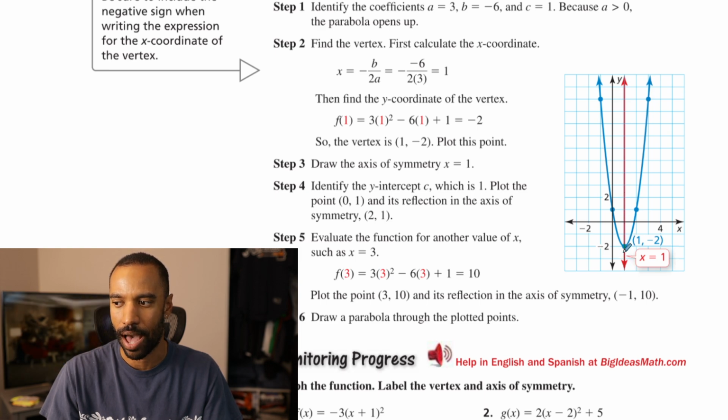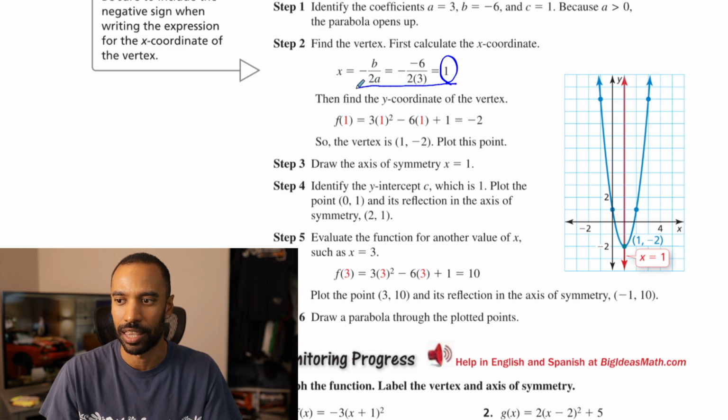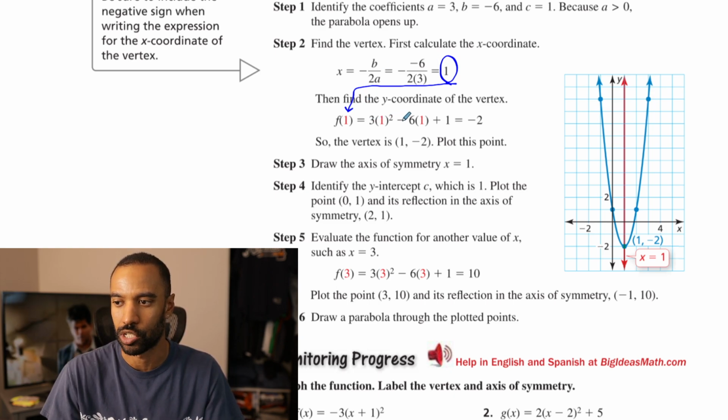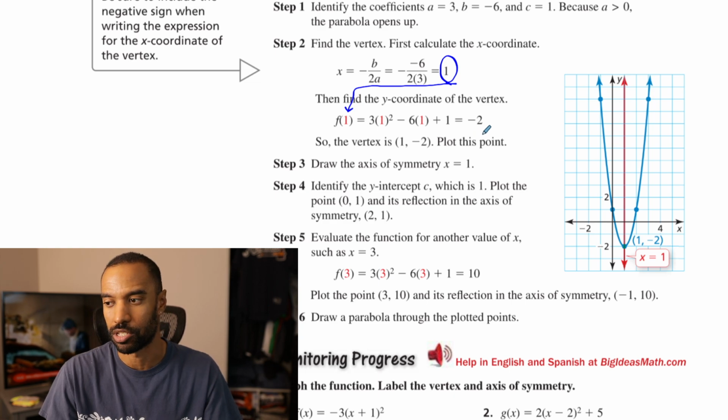What's the y value? How did they get the specific point? They substituted 1 for x in their equation, right? That's how you find any point on a graph. Like when you use a table, you plug in an x value. This one specifically will be 3 times 1 squared, which is 3, minus 6 times 1, 6. 3 minus 6 is negative 3, plus 1 is negative 2. So your vertex is at (1, negative 2). We plot the point, we graph the line, the axis of symmetry, and then you can apply the stretch factor to get the rest of the points.